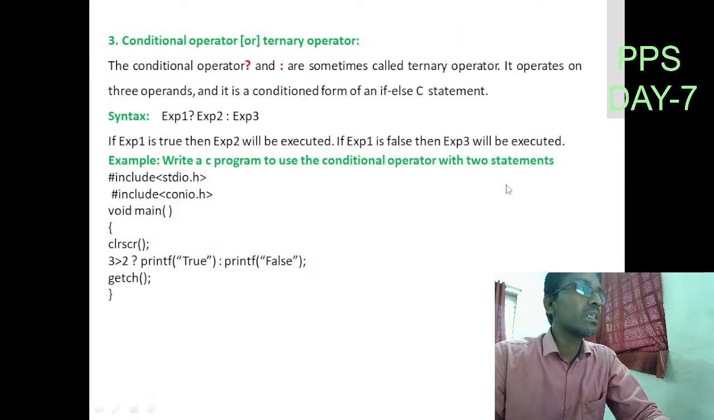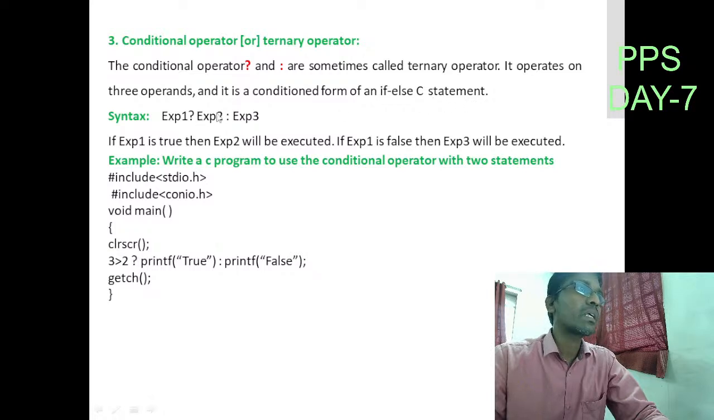We also discussed the conditional operator, or ternary operator. Let me give a quick review. The conditional operator uses a question mark and a colon, and is sometimes called a ternary operator. The question mark and colon act like an if else statement in C language.